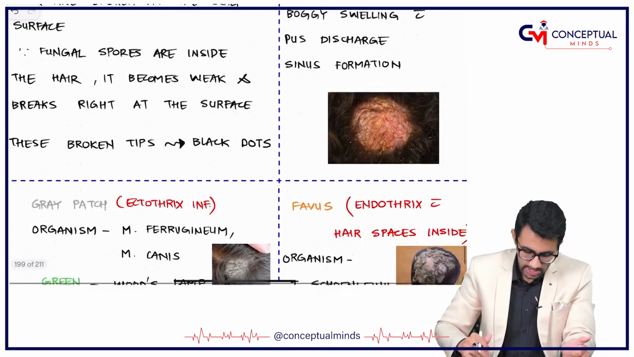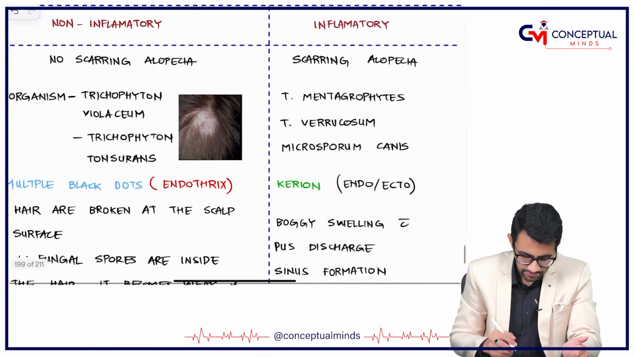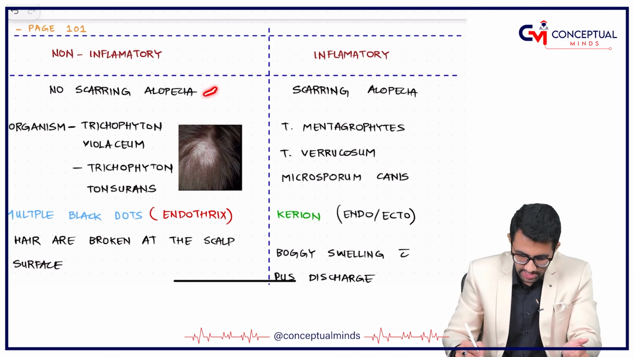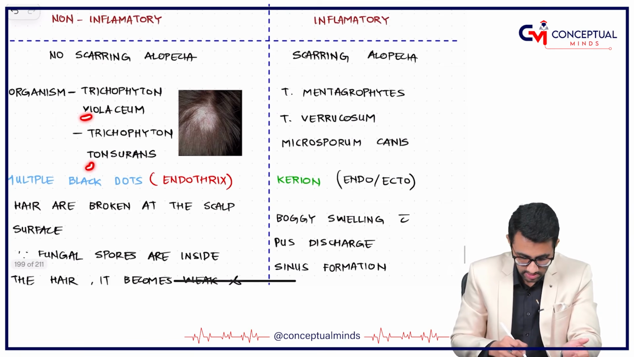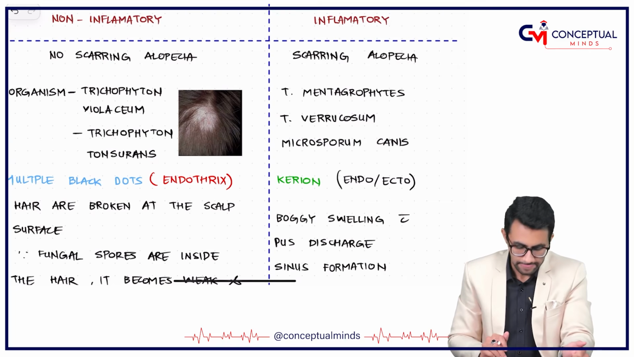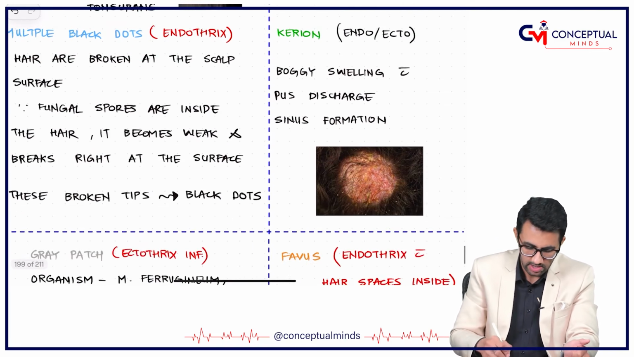Okay, all right, let us just go on, and let me go through this real quick. That is this one. That is this one. That is a non-scarring alopecia, and this is scarring alopecia. Non-scarring alopecia is caused by TV, right? Trichophyton violaceum and Trichophyton tonsurans. Okay, that is the one. And we see this was the one I was talking about, right? This is the concept we just discussed.